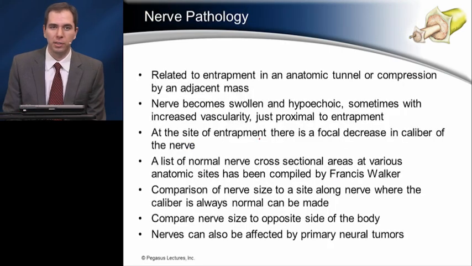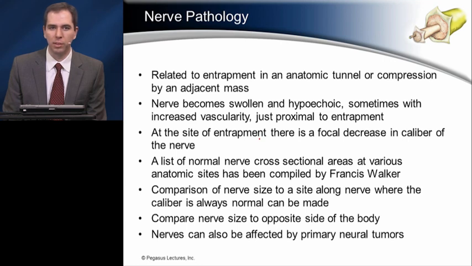Nerve pathology is typically caused by entrapment at sites of compression, so anatomic tunnels where a mass or something else causes the nerve to be compressed within the tunnel, or compression by a mass adjacent to the nerve. When nerves are compressed, they become swollen and hypoechoic, sometimes with increased vascularity, just proximal to the site of entrapment. Typically within the site of entrapment, within the tunnel, there's a focal decrease in caliber of the nerve.